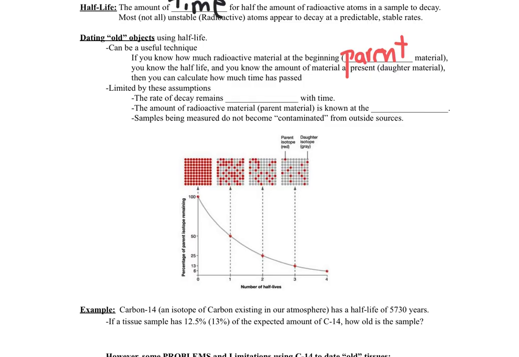Going back up to the top here. It's useful: if you know how much radioactive material you have at the beginning, and you know the half-life, you can calculate how much time has passed. There are some assumptions. The first is that the rate of decay remains constant, and I think that's a pretty good assumption. I have some issues, though, with assumption number 2, that the amount of radioactive material in the parent is known at the beginning.